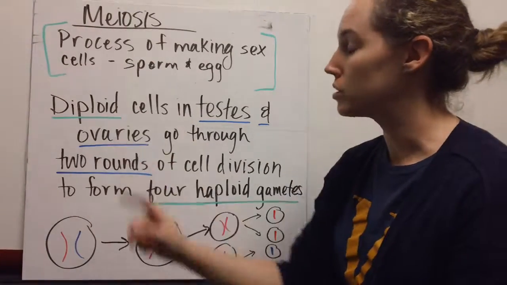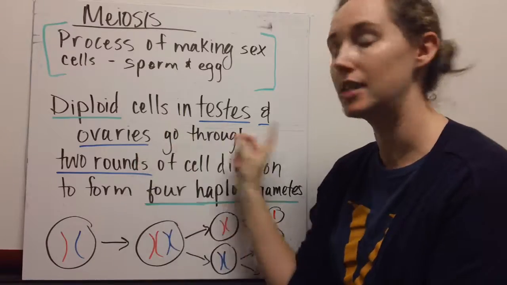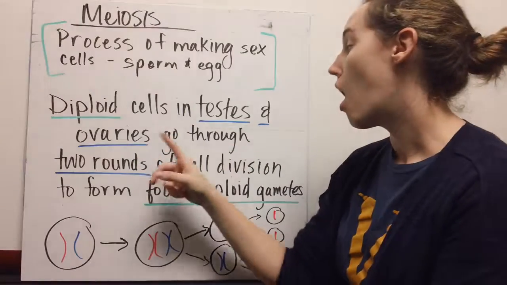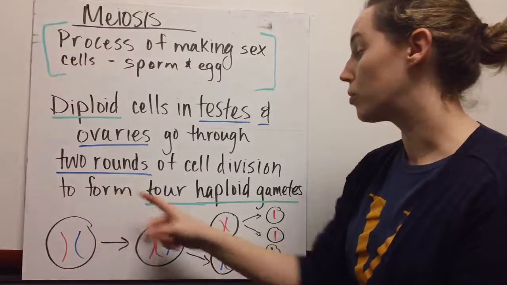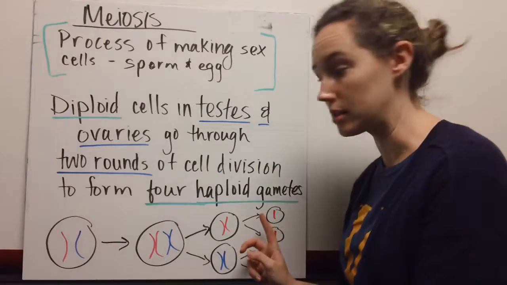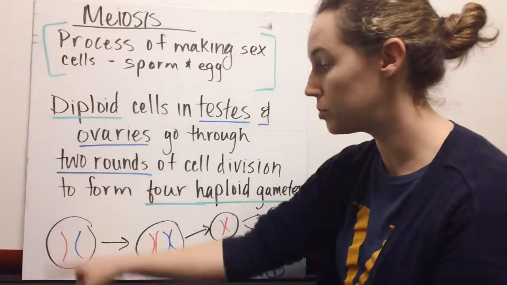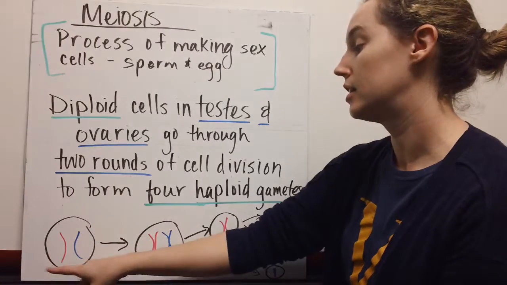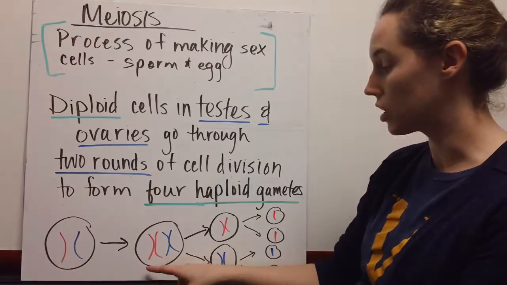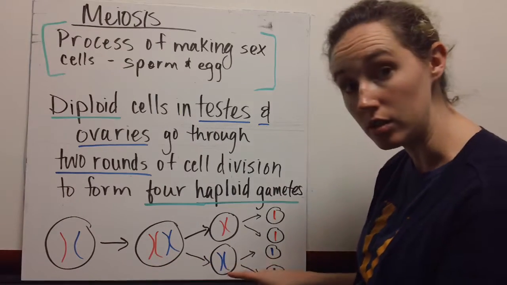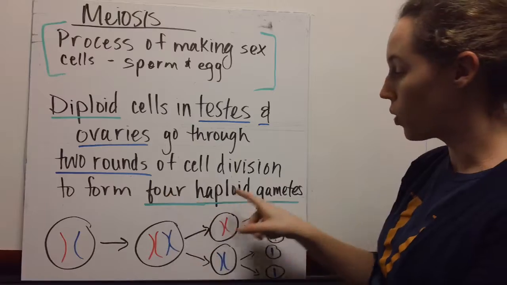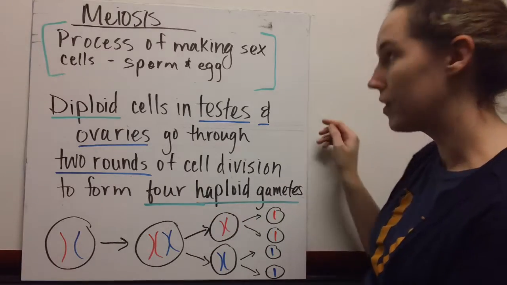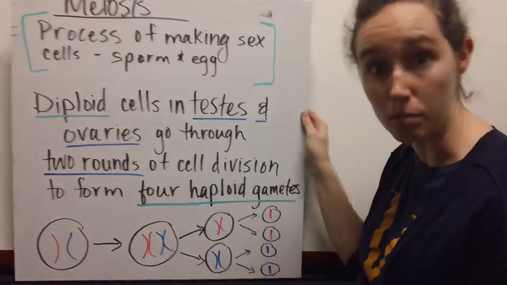So, in meiosis, diploid cells in the testes and ovaries are going to go through 2 rounds of the cell cycle to form 4 haploid gametes. So you've got 1 diploid cell, and the DNA is going to replicate. It's going to go through 1 round of cell division, and a 2nd round of cell division to make 4 haploid gametes. Now, what do all these words mean?